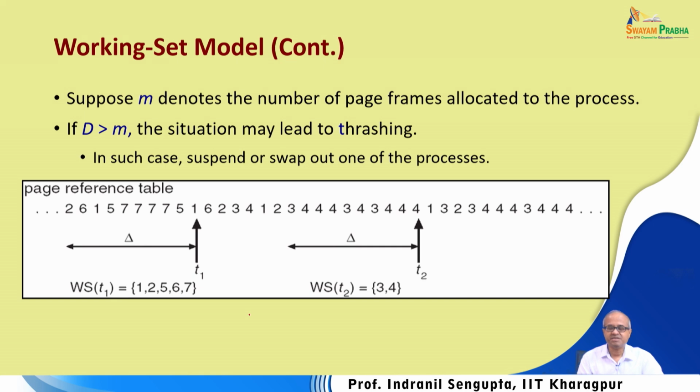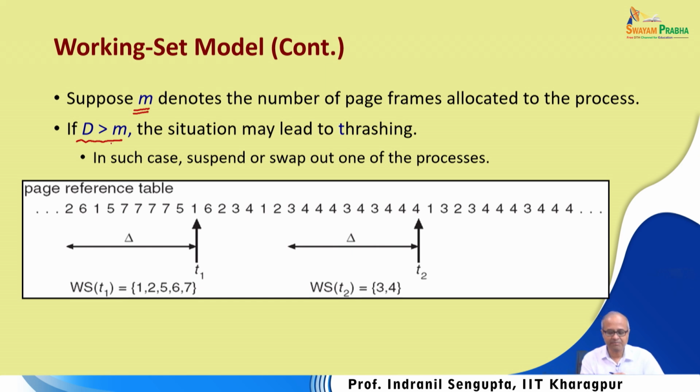Let us look at this pictorially, whatever I have said. Let us say we have allocated m page frames to a process. If the demand of a particular process is greater than m, it may lead to thrashing. If thrashing occurs, then we may have to swap out some of the processes from memory.